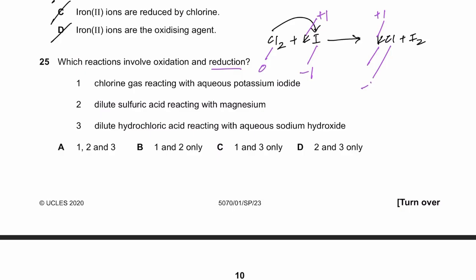But here Cl is -1 and I is 0. I2 is 0, right? So I is going from -1 to 0 and Cl2 is going from 0 to -1. That's how I is being oxidized and chlorine is being reduced. So yes, that's basically a redox reaction.